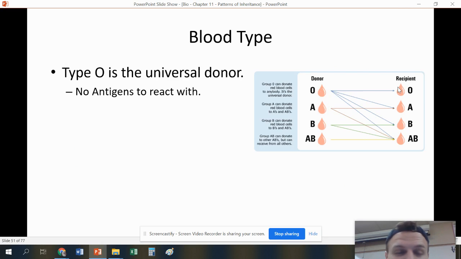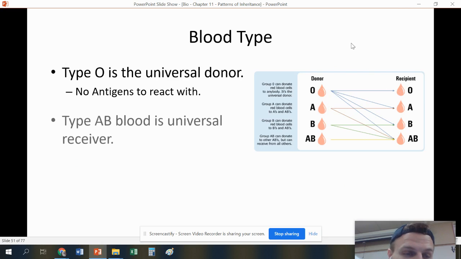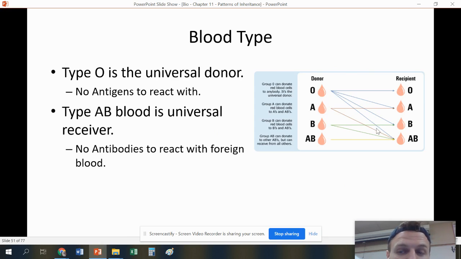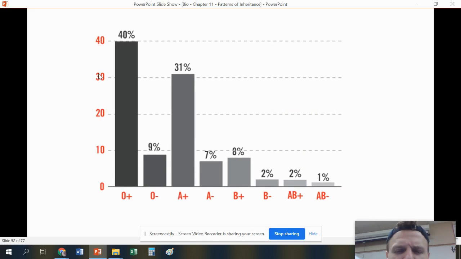You can see this chart. You can give O blood to everybody. AB blood is the universal receiver. It's because they can receive from anybody because they don't have any antibodies to react with the blood. So O blood, universal donor; AB blood, universal receiver. And you can see there are different phenotypes of A, B, AB, and O blood. There's different amounts. We usually see O blood being the highest amount and AB blood being the lowest amount.